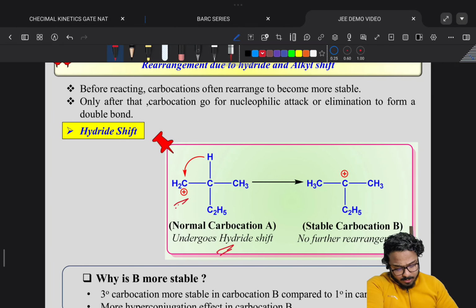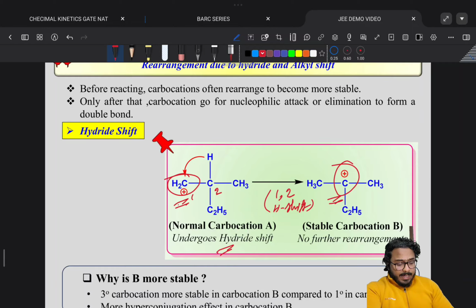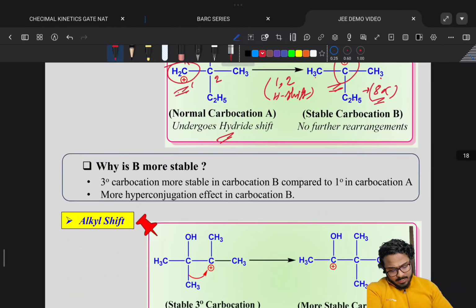Okay, normally the carbocation is not stable, as you can see here, no alpha hydrogen is present. But after a 1,2 hydrogen shift, this is 1, this is 2, as you can see this positive charge is much more stable, because here the alpha hydrogens are 3, 3, 6, and here is 2, so 8 alpha hydrogens are present after rearrangement. So rearrangement is very important.